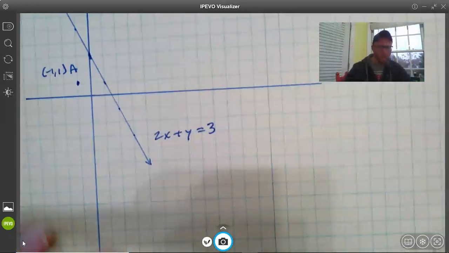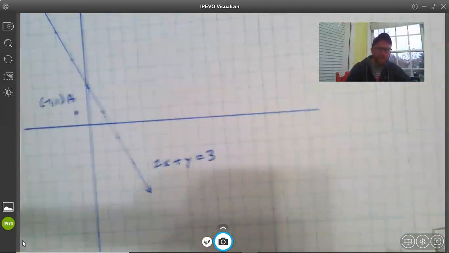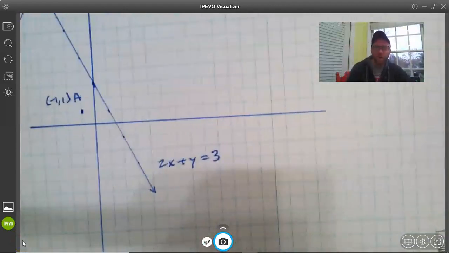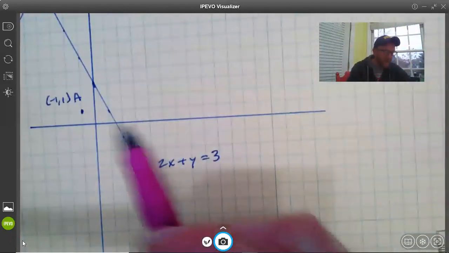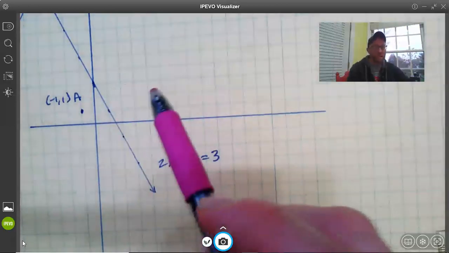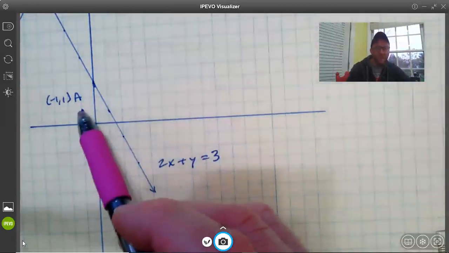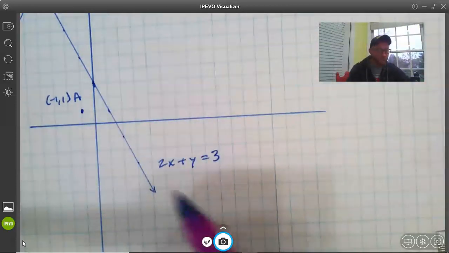Okay, we have a point A. We have a line, 2x plus y equals 3. And we want to find some point over here on this side of the line such that the line here is the perpendicular bisector of the segment connecting A and the other point.